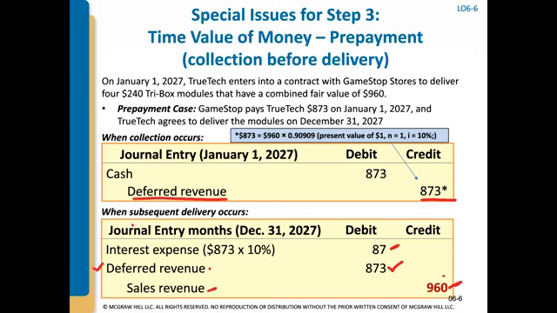So we're going to credit sales revenue for the fair value of those 4 TriBox modules. And then the debit is going to be to interest expense for $87 to make this entry balance, which is also just the carrying value of that liability times 10%. So this is correct because there should be an interest component because TrueTech has truly borrowed money essentially from GameStop, right? Because they got the money in advance of when they had to actually deliver the modules. So there's an interest component that TrueTech has paid for this, and they will debit interest expense for $87.